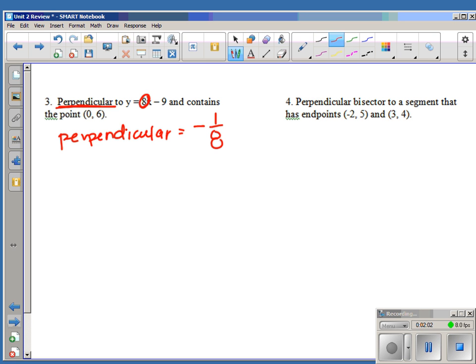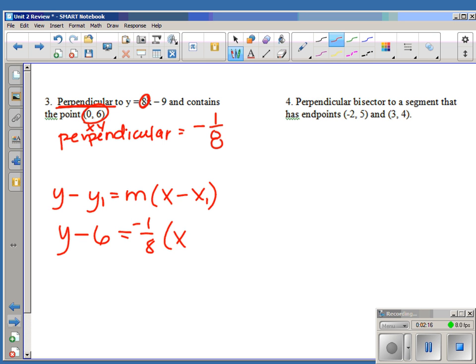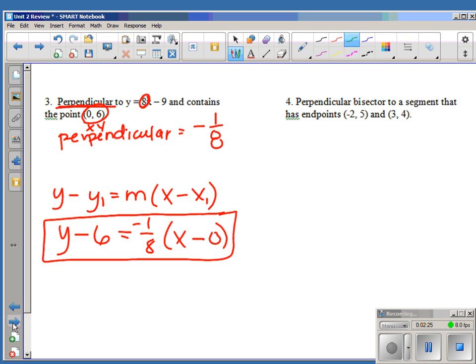Okay? And then when I go to write the equation, I just take this point, and that's x, y. Again, I'm going to write it in point slope form. So I'm going to write y minus 6, because that's my y coordinate, equals my slope, -1/8, times x minus 0. And you don't really need the x minus 0, but I'm going to put it in there just so everyone sees how we got the equation. And I would leave it at that because you are done.